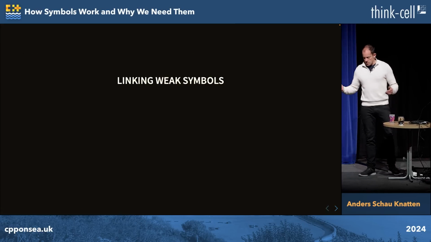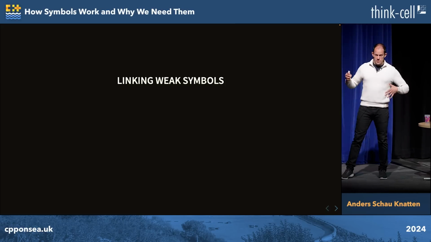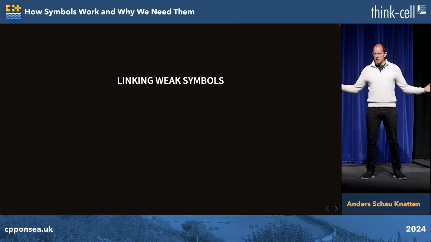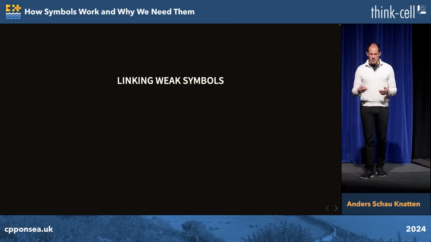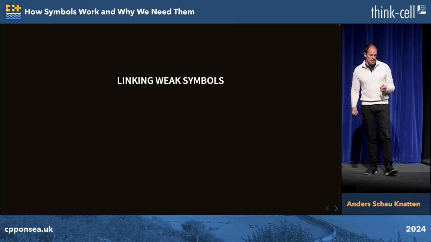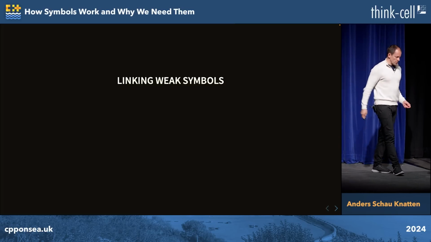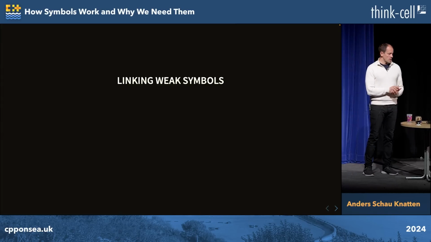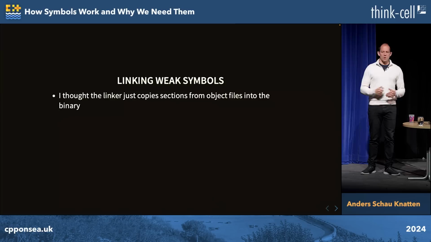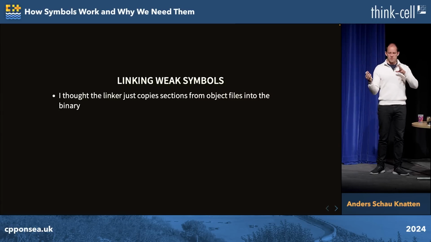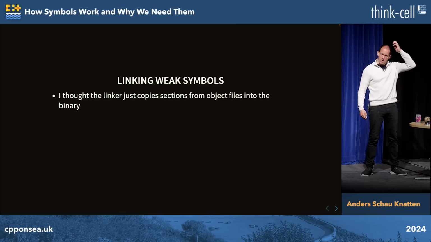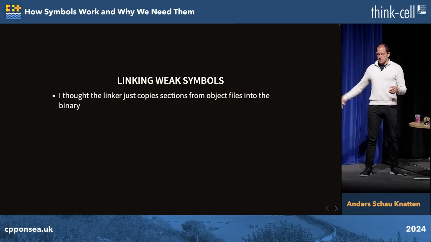So let's say we have a class with the definition of some member functions in header files, and we try to link several object files that are using these member functions. And we have all of these weak symbols, and I said, well, the linker just throws away all but one. But maybe you have some questions. At least I had some questions. I thought the linker just copies sections from object files into the binaries, the executable or whatever you're linking. We saw that on one of the first slides.